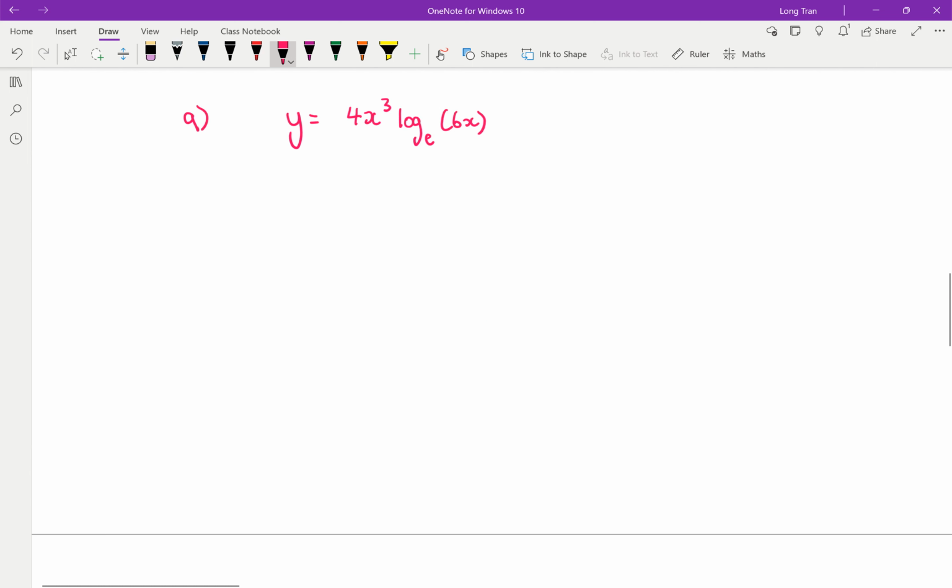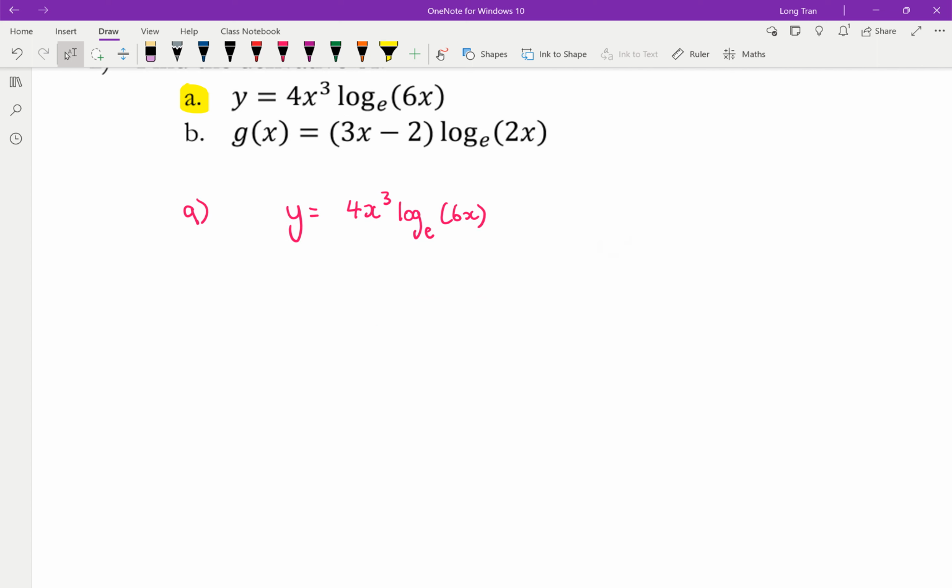So what I can see here is that this is a product rule. It's not a function within a function, because what I see is an x cubed. That's a cubic function, right? And it's being multiplied to a logarithmic function with a base e. So they're being multiplied to each other. It's not log e of a cubic function within a function. It's a cubic function that's multiplying to a logarithmic function. That's how I know that this is a product rule.